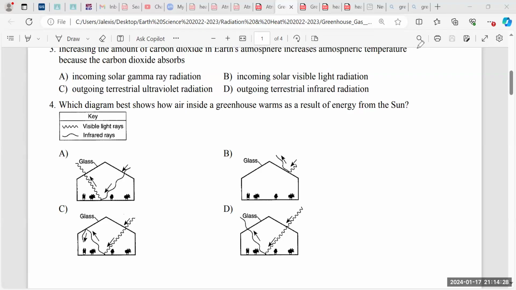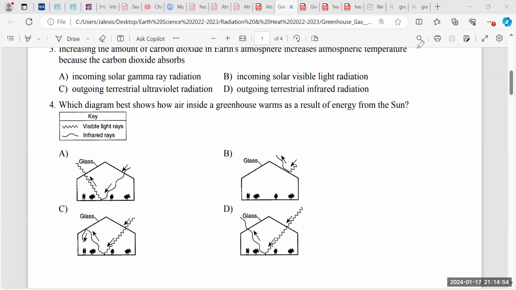All right, number 4. So number 4 says, which diagram best shows how air inside a greenhouse warms as a result of energy from the sun? When you go into a greenhouse, it's very warm. The greenhouse effect explains why. Remember what we discussed earlier.